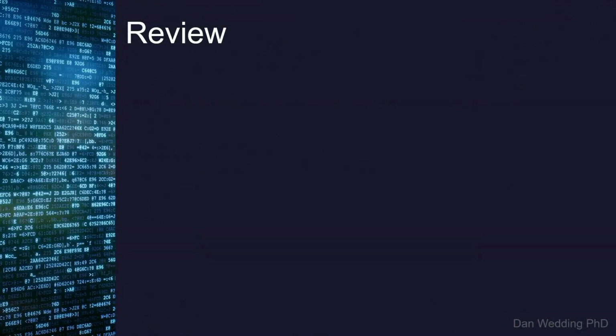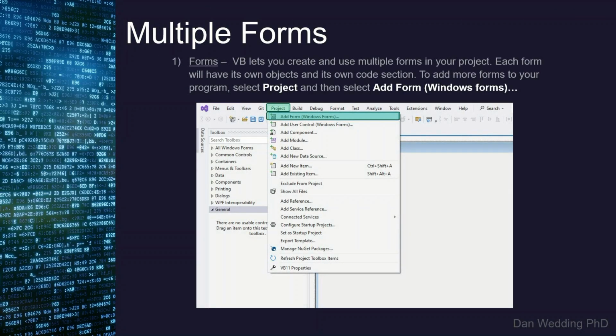In review, VB lets you create and use multiple forms in your project. Each form will have its own objects and its own code section. To add more forms to your project, select Project and then select Add Form.